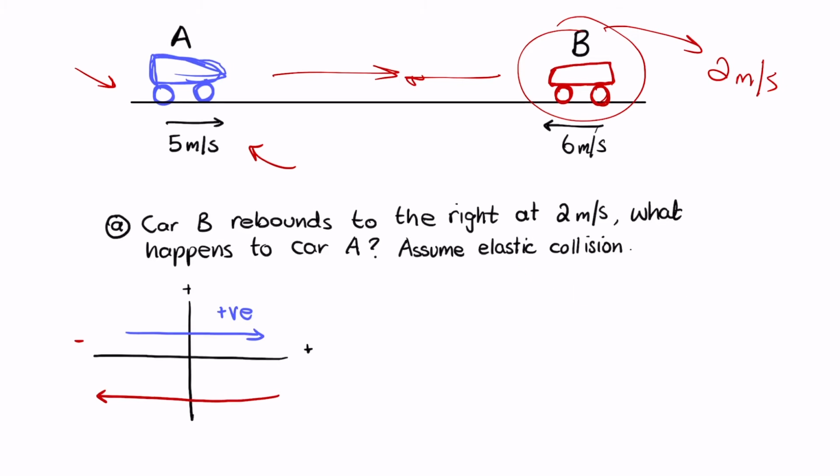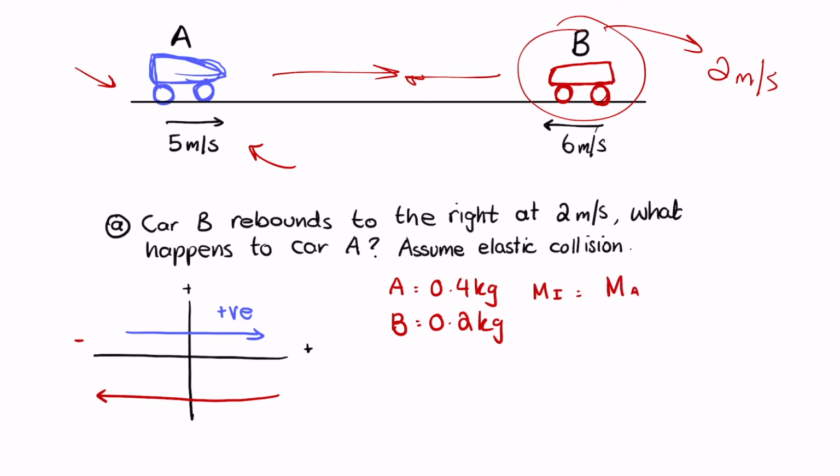So I forgot to write it, but we're also told that car A is equal to 0.4 kilograms, and car B is equal to 0.2 kilograms. So with these questions, the first thing you have to do is calculate the initial momentum. So the total momentum of car A and B while factoring in that they are vector quantities. So the initial momentum is going to be equal to the momentum of car A plus the momentum of car B. Now, because car A is moving in the positive direction, we can give it a positive momentum.